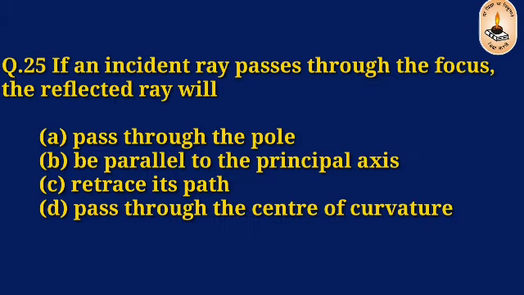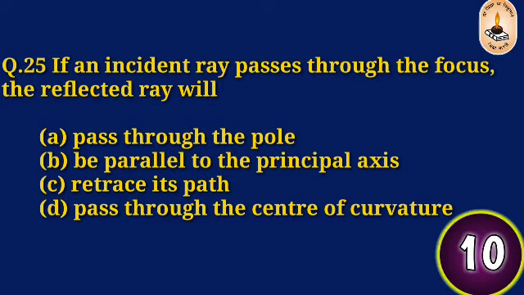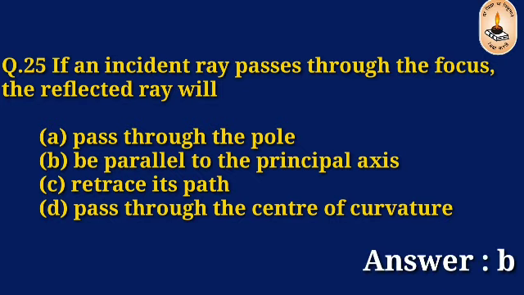Question number 25. If an incident ray passes through the focus, the refracted ray will: pass through the pole, be parallel to the principal axis, retrace its path, pass through the center of curvature. The right answer is B. Be parallel to the principal axis.